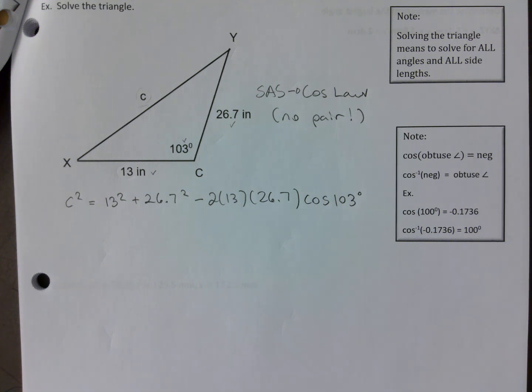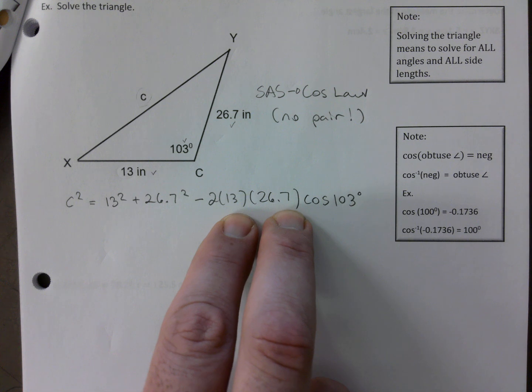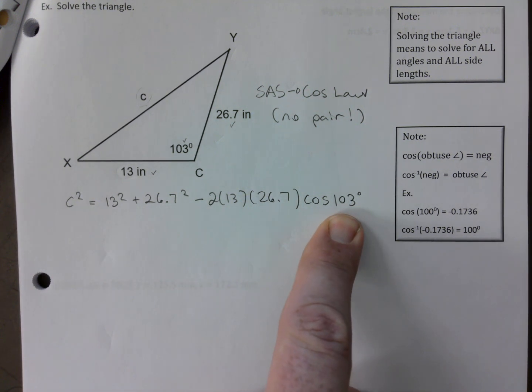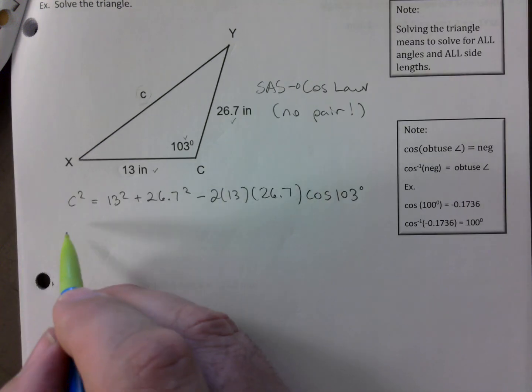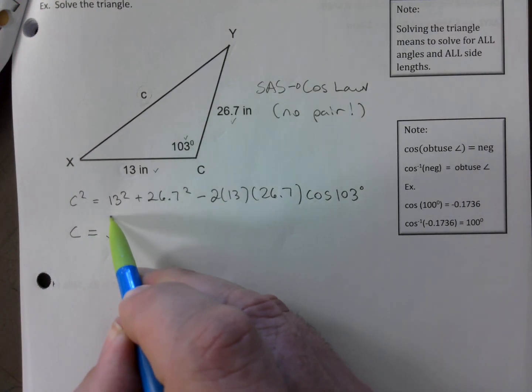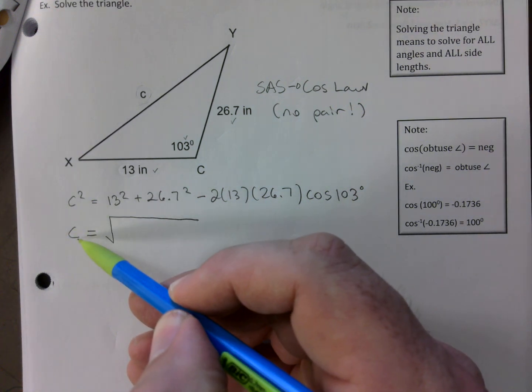That's what the formula calls for. So basically, it's the only two sides that you have plugged in here. Okay, and then cosine of 103. The next step, for me at least, is to take the root of both sides. So you end up with this, right? C squared turns into C.